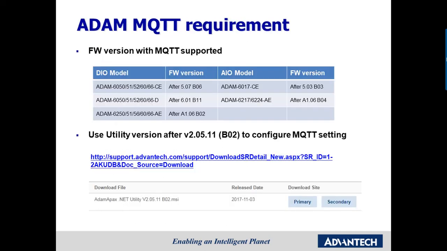Finally, we will talk about the troubleshooting skills for using MQTT. Let's see the requirement for using ADAM with MQTT. As the table shows here, if a customer already has our module but it's in the CE version, he can still have the MQTT function by upgrading the firmware version without buying a new one. However, the user needs to use the utility version after this version to configure the MQTT setting of ADAM.